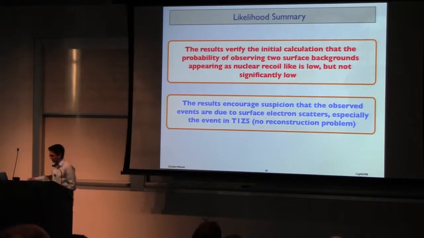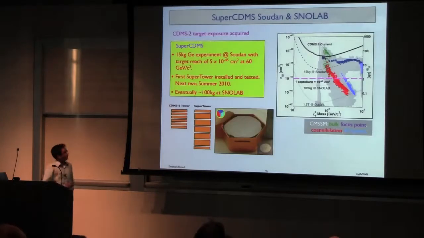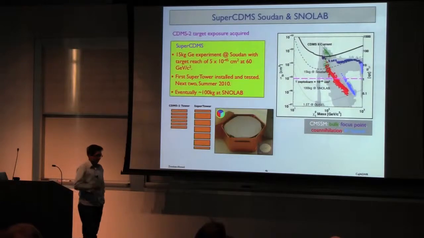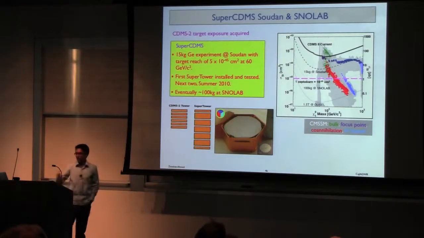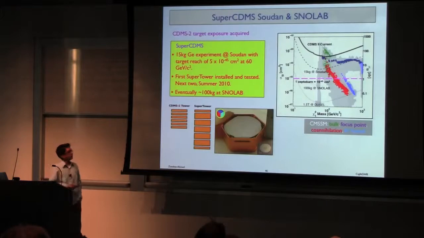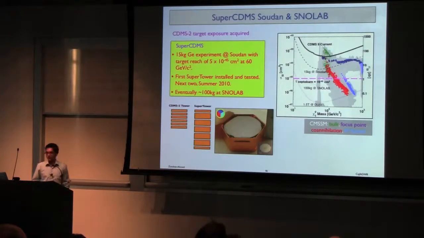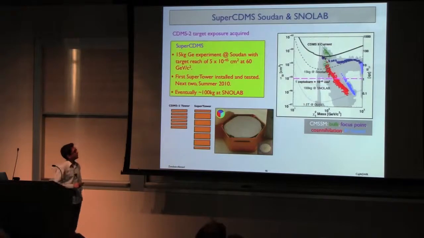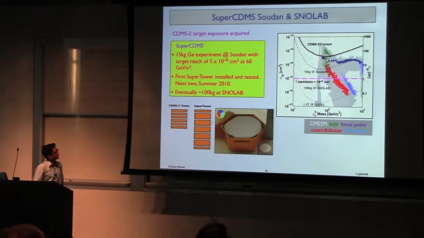And so let me take the final few minutes to talk about the future CDMS plans. So CDMS-II, our target exposure was acquired, and we processed all of it, and this is the analysis that I just showed you guys. So what we're doing in the future now is we're upgrading to a 15 kilogram germanium experiment called SuperCDMS, which will be operated at Soudan. And if this is our current reach, we hope to get to about here with SuperCDMS Soudan.